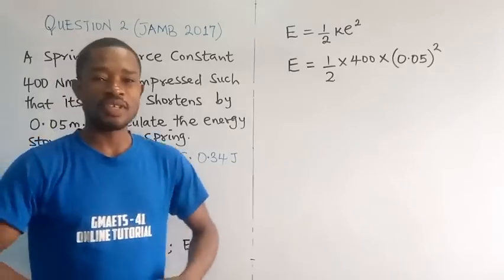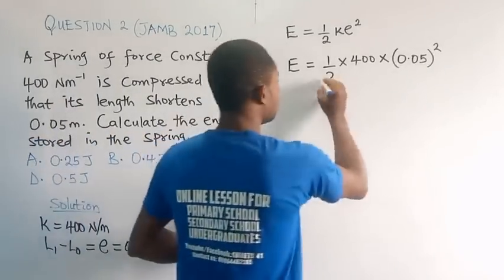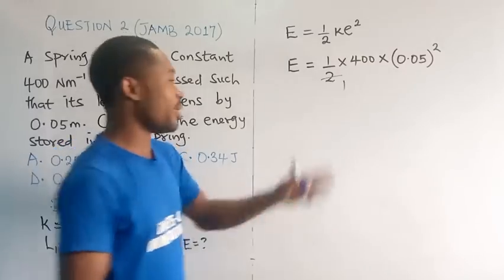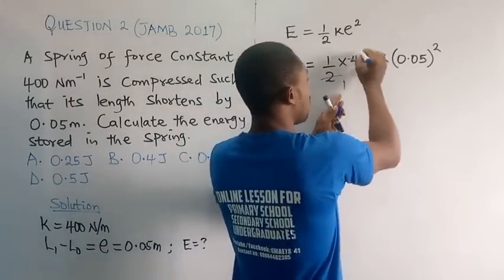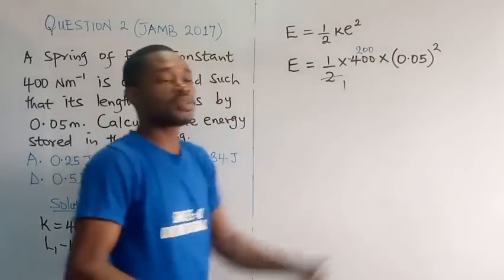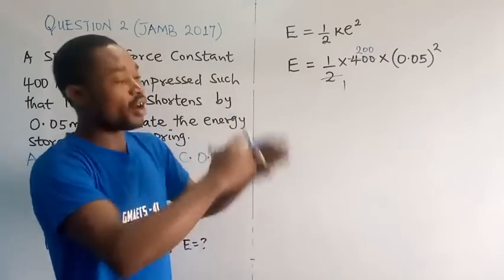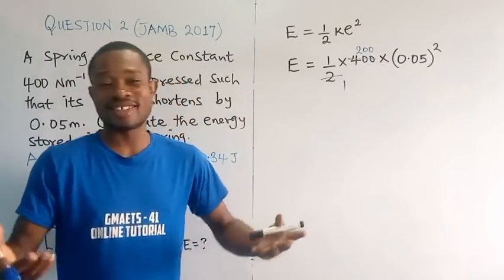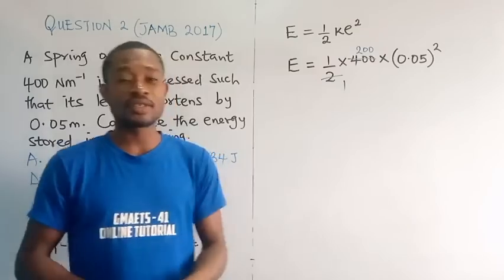Now we are going to solve this out. Remember there is no calculator. So let us say that this is 2 divided by 2, you get 1. 2 can also divide 400, you get 200. Let us look at the square of 0.05. How do you handle this? Let's say without calculator. It's a simple thing.